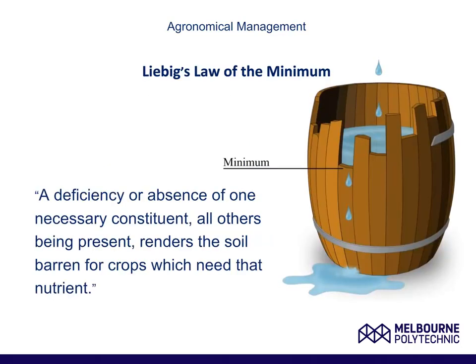Learn about Liebig's law, and please remember at all times that we are relating this to yield and how it impacts on yields. Liebig stated that a deficiency or absence of one necessary constituent, all others being present, renders the soil barren for crops which need the nutrient. This principle can be applied to plant nutrition. Therefore, if you have all nutrients the plant requires, but it is deficient in just one of these, the plant will not thrive. It will not reach its optimal yield. If you then increased all the nutrients but still had one nutrient limiting, the plant still would not thrive. Its yield would be impacted and it would not reach its optimum biological yield.